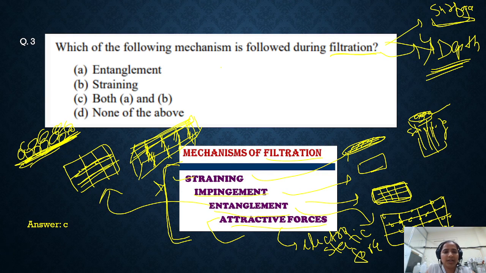So let's mark the answer for this question. First one they have given is entanglement. Yes, right, this is also a mechanism of filtration. Second one is straining. This is also a mechanism of filtration. So C, both A and B. So for this question the answer is C.